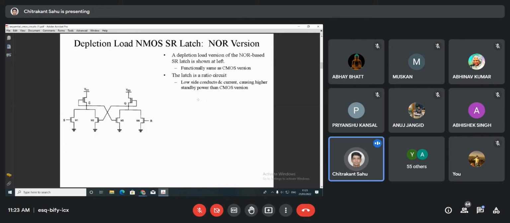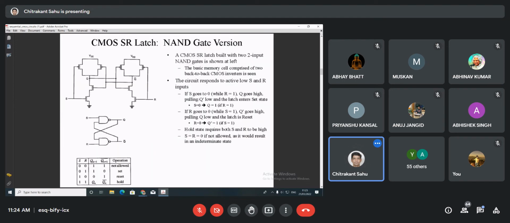Okay. So similarly, if you want to make it using the NAND gate version, okay, similar NAND gate version. So what is the difference between the NOR gate version of the SR latch and the NAND gate version of the SR latch?